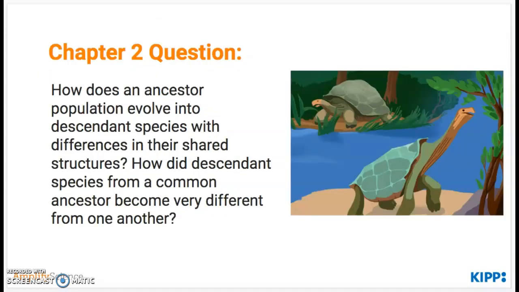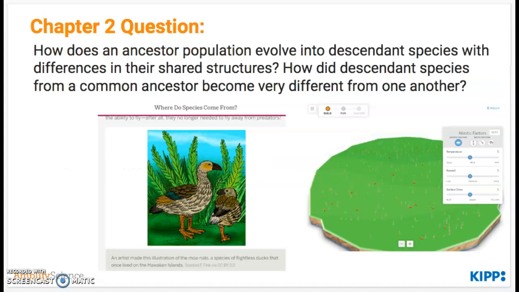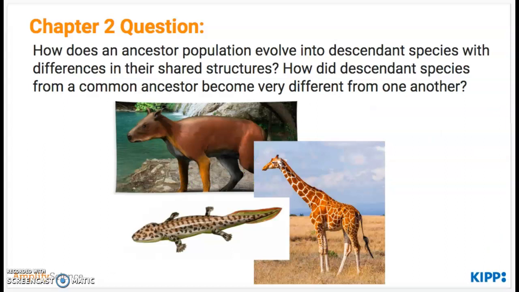In Chapter 2, students are asked the question, how does an ancestor population evolve into descendant species with differences in their shared structures? And how did descendant species from a common ancestor become very different from one another? Students begin by reading an article titled, Where Do Species Come From? And engage with the natural selection simulation to learn more about how speciation occurs. Next, students use the evolutionary history simulation to investigate the magnitude of structural changes across different lengths of time by examining giraffe ancestors, Elamerix and Acanthostega.